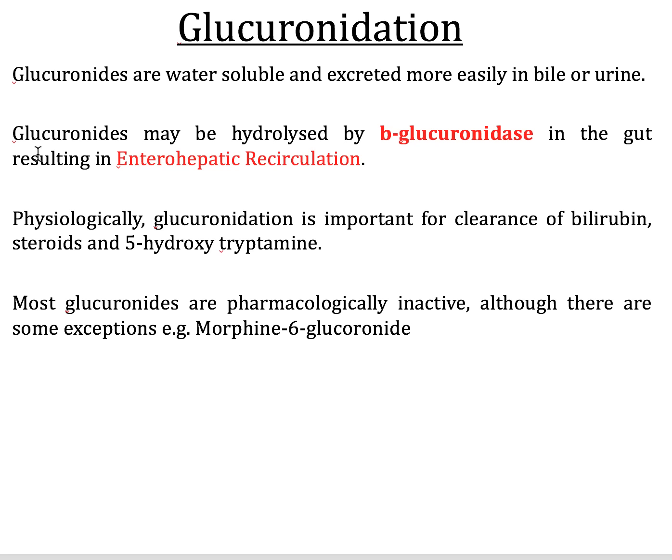Once the donor is added to the actual drug, the metabolite can then be hydrolyzed again by beta glucuronidase in the gut, and then the whole process goes by again where it's metabolized again. This is known as enterohepatic recirculation. Enterohepatic means it goes back into the liver. It's important in clearance, and most glucuronides are pharmacologically inactive. There are some exceptions, such as morphine 6-glucuronide, so we'll look at that in a bit.